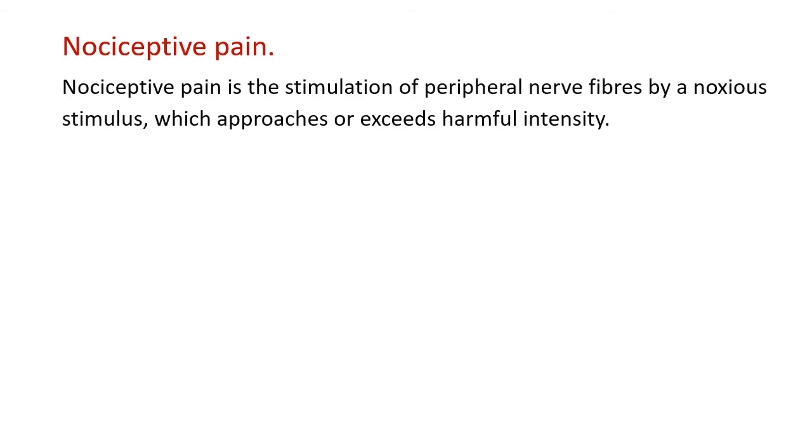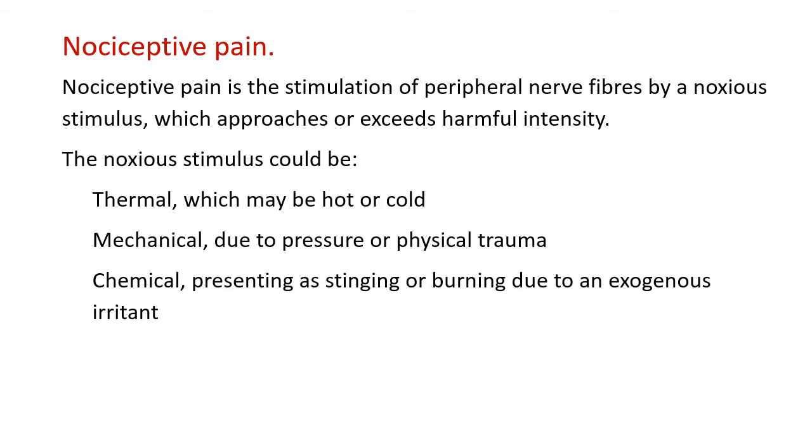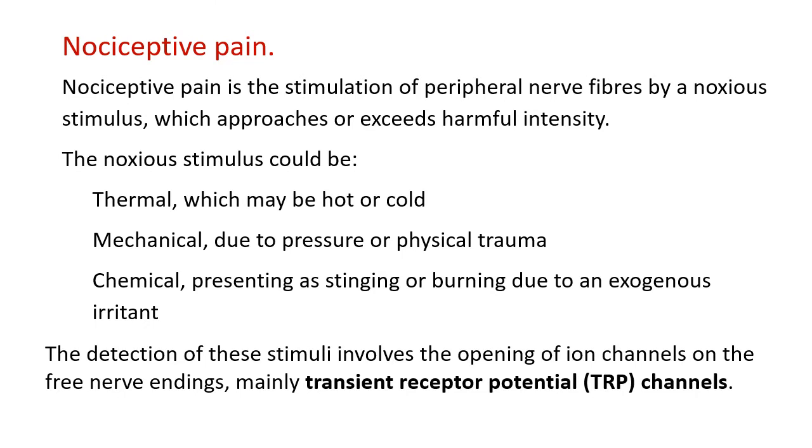So nociceptive pain is about the stimulation of nociceptors by something noxious or harmful. The noxious stimulus could be thermal, mechanical, or chemical. It's detected by receptors that open ion channels, creating excitatory graded potentials. Remember EPSPs? Most of these channels are categorized as transient receptor potential, or TRP channels. In other words, they cause transient or graded potentials.